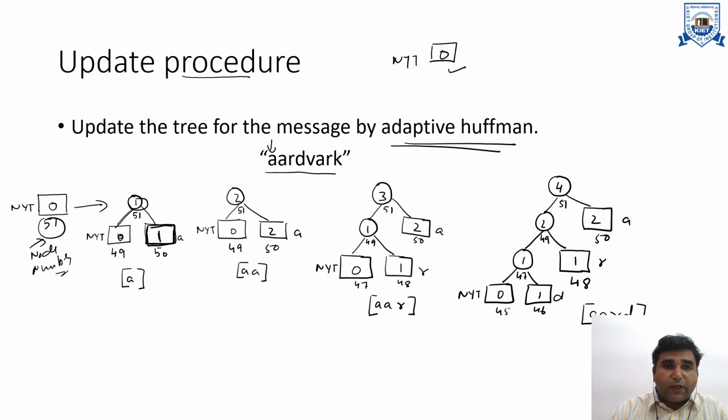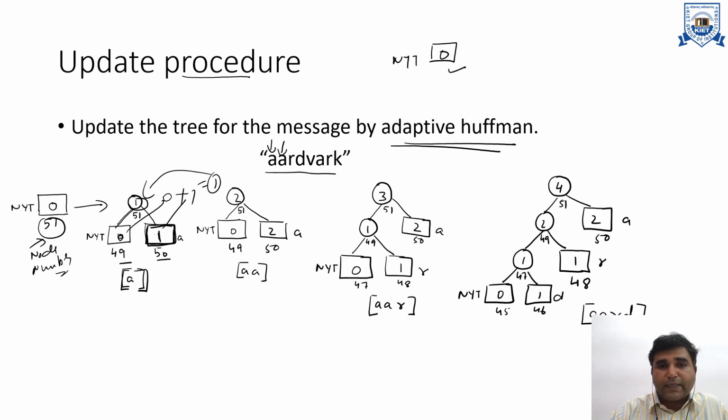The weight of an intermediate node, or the internal node, will be the sum of its children. So 0 plus 1 is 1. This is 1. And the node numbers start from 51, then 50, then 49. So this is the tree for letter A.